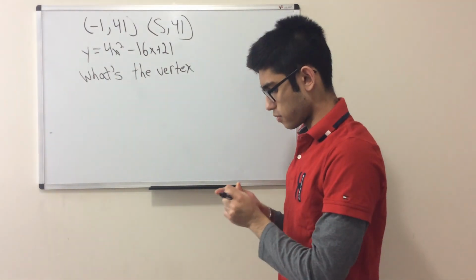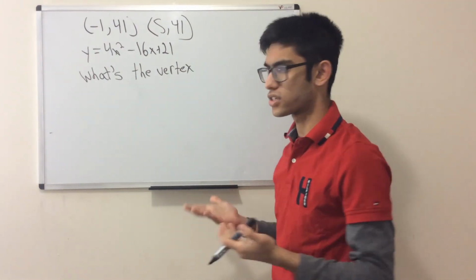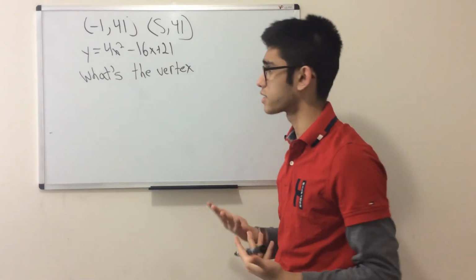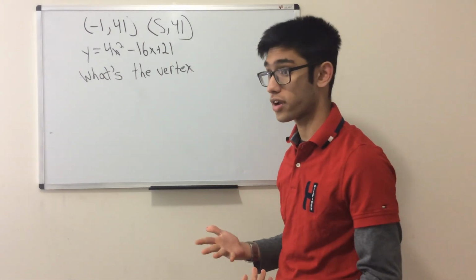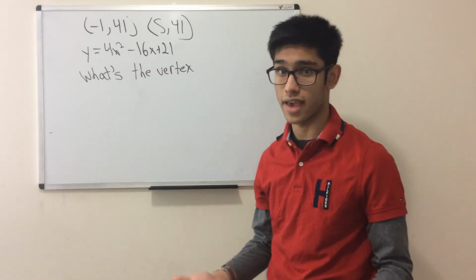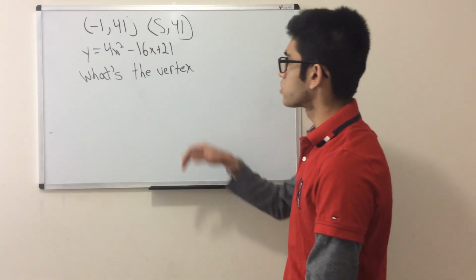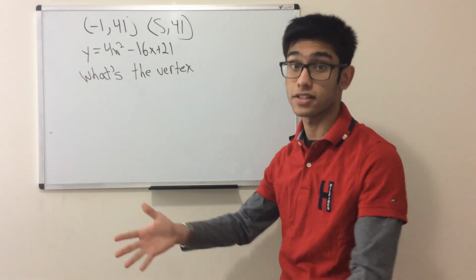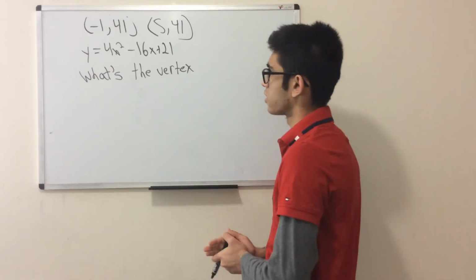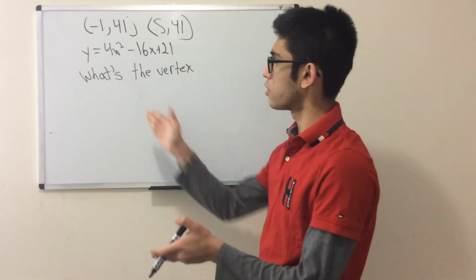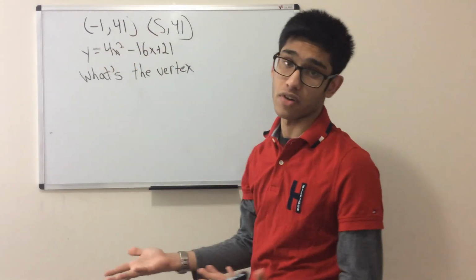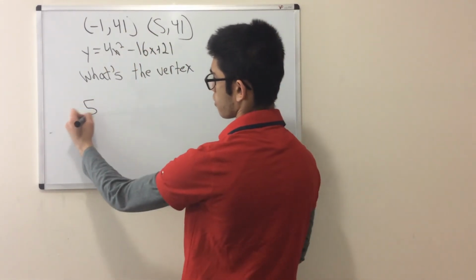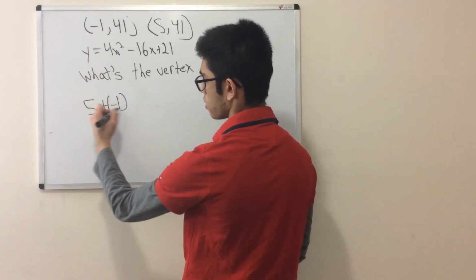Well, first of all, the one thing you can find is the x-coordinate of the vertex. Because remember the previous question, we were trying to find the axis of symmetry, which is the x-coordinate of the vertex. So why don't we find the x-coordinate of the vertex first of all? Let's find the axis of symmetry. I think that's the best thing to go about doing. So again, you add your x's together and you divide by 2. So 5 plus minus 1 divided by 2.